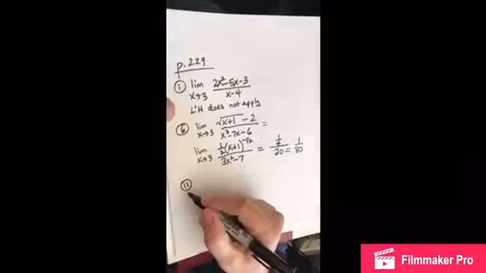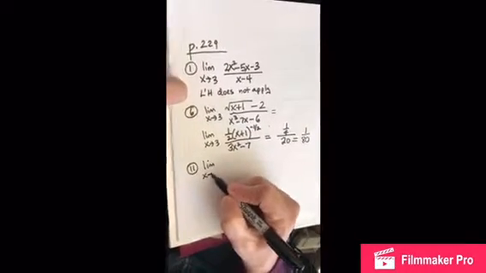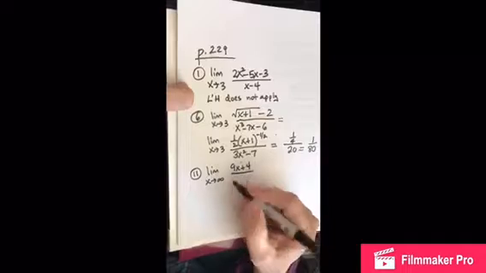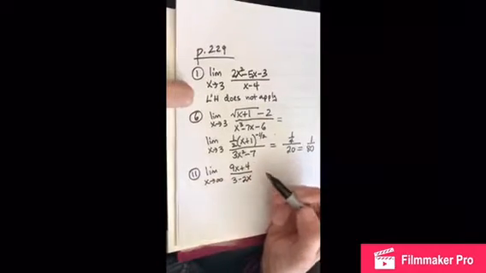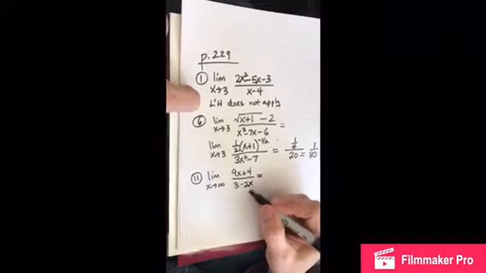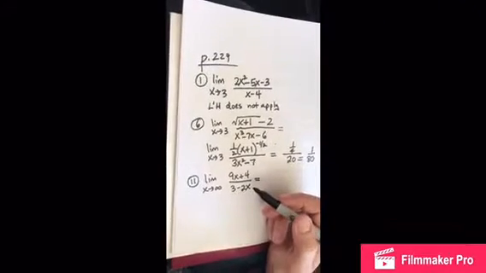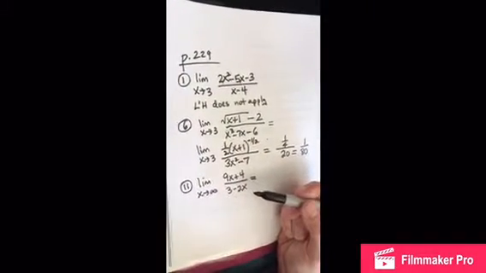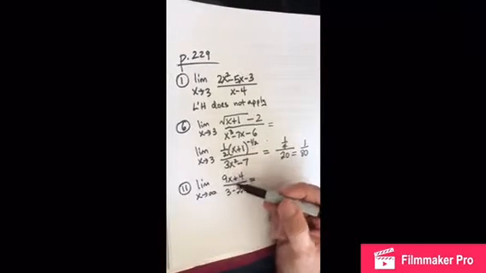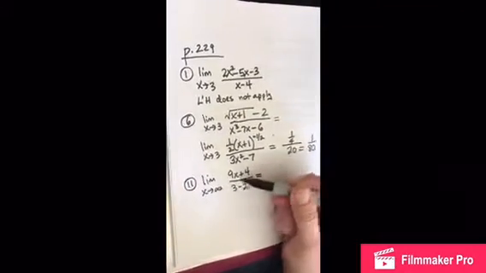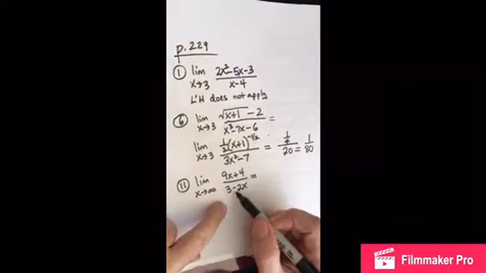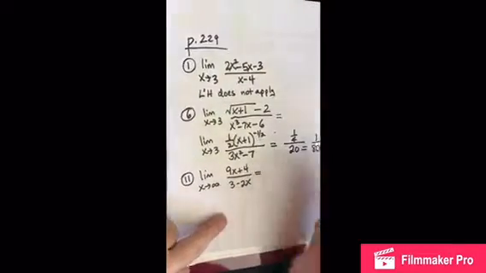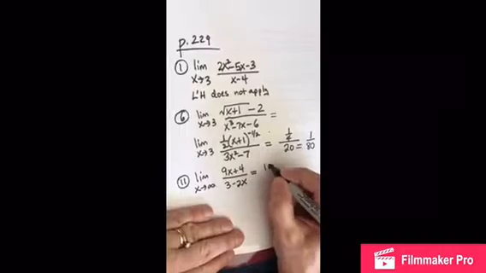Number 11 was the limit as x approaches infinity of 9x plus 4 over 3 minus 2x. Okay, and what happens here, if we try to plug the infinity in, you can't really plug infinity in, but you can talk about what happens as x gets larger and larger. And so this numerator would get larger, and the denominator is going to be 3 minus 2 times a number that gets larger and larger. So that one's going to go probably to negative infinity. So we can use L'Hopital's.